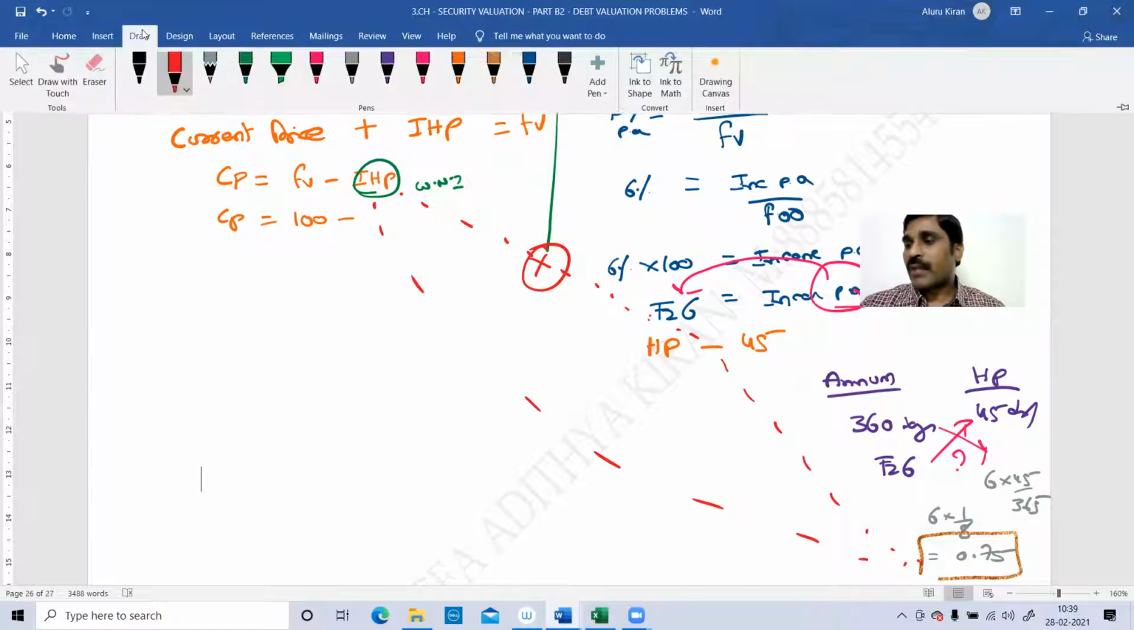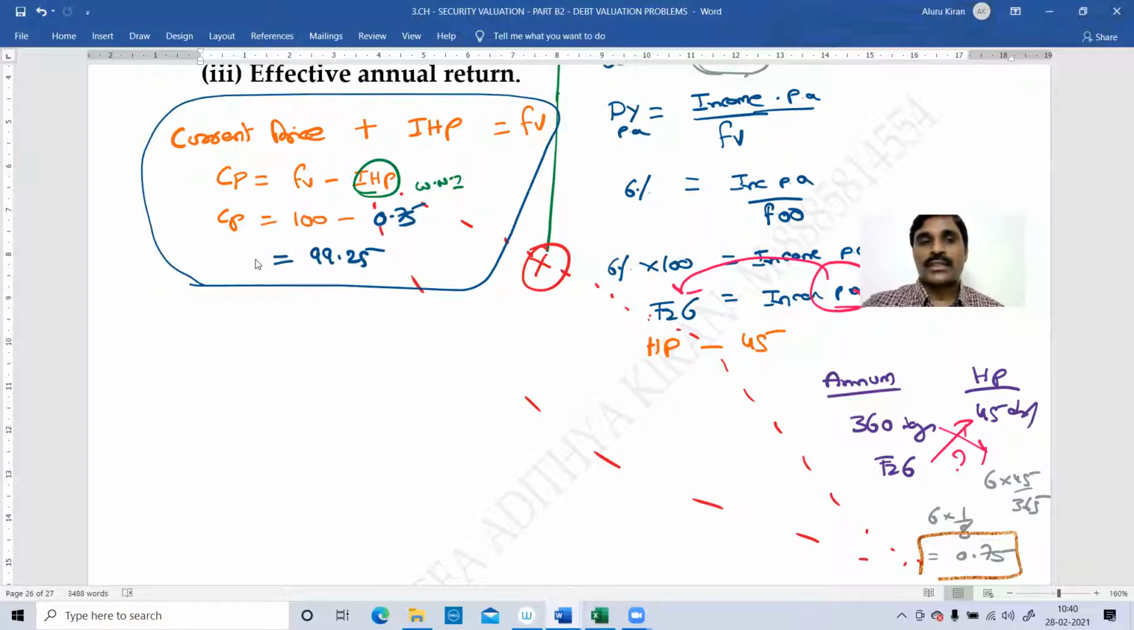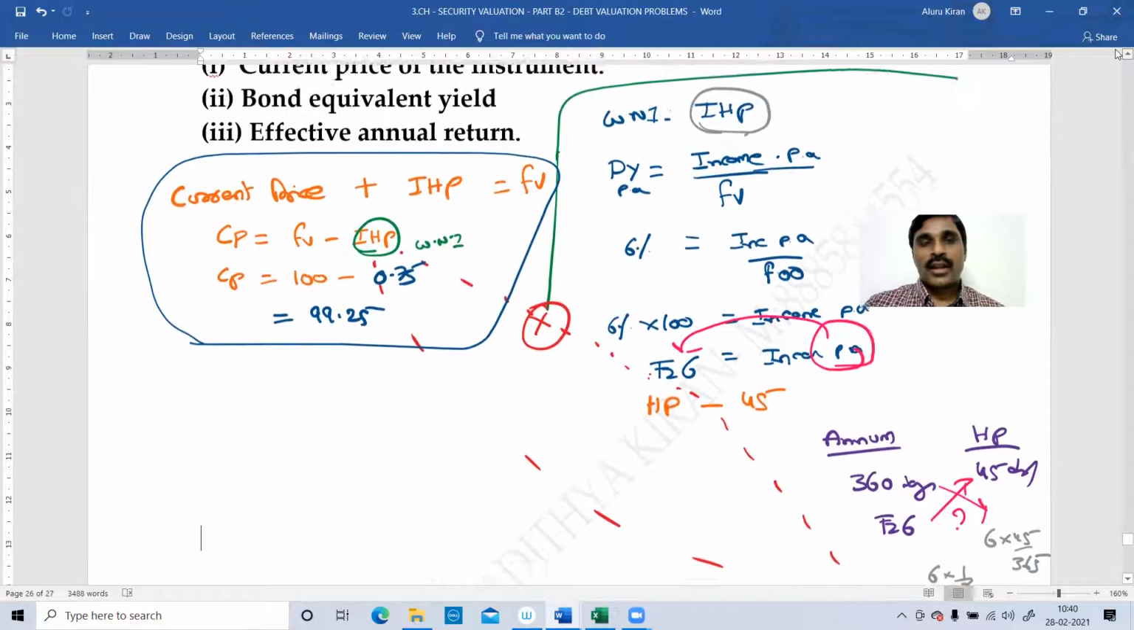So now the current price is equal to 100 minus 0.75. It will be 99.25. My current price is 99.25. This is how we can learn the formula. No need of using many formulas, but understand the concept.